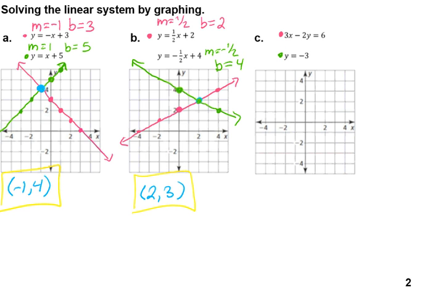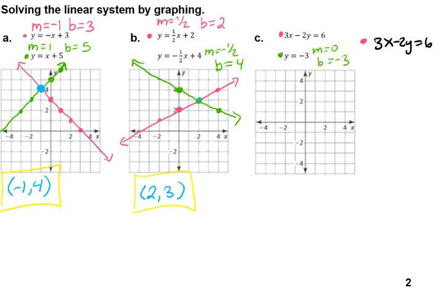Now problem C is a little bit different because as you look at it, our top equation, 3x minus 2y equals 6, isn't in the slope intercept form. So that's going to have to be something that we do first. But our bottom equation is, and so here we have a slope of 0 and a y-intercept of negative 3. So we're ready to tackle this other equation, 3x minus 2y equals 6.